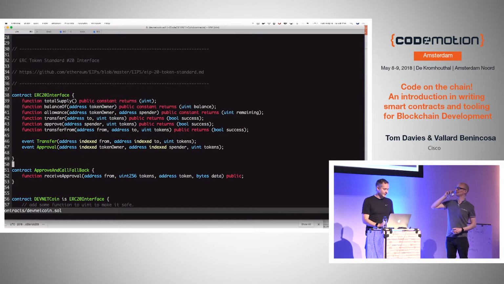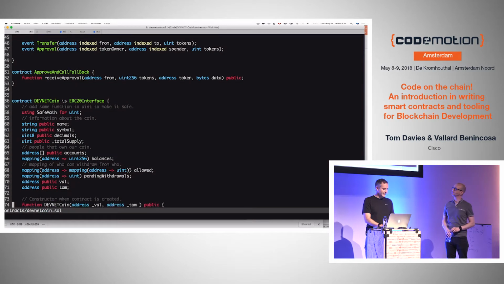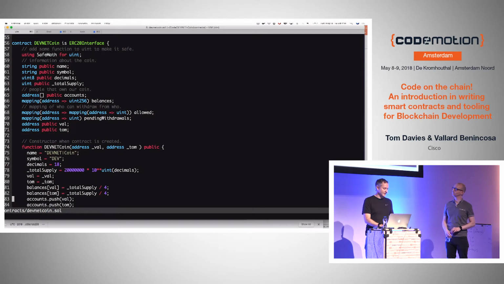This is the interface. This is what needs to be defined, the ERC20 interface, for something that is going to be ERC20 compliant. It has to have these functions in here. Like you have to say, what's the total supply? You should be able to get the balance of the different people. And here you can see I'm using inheritance. I have DevNet coin, and we say that it is an ERC20 interface.